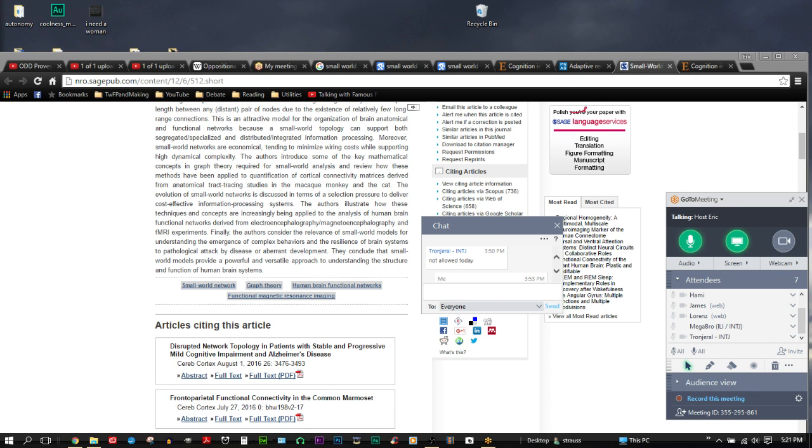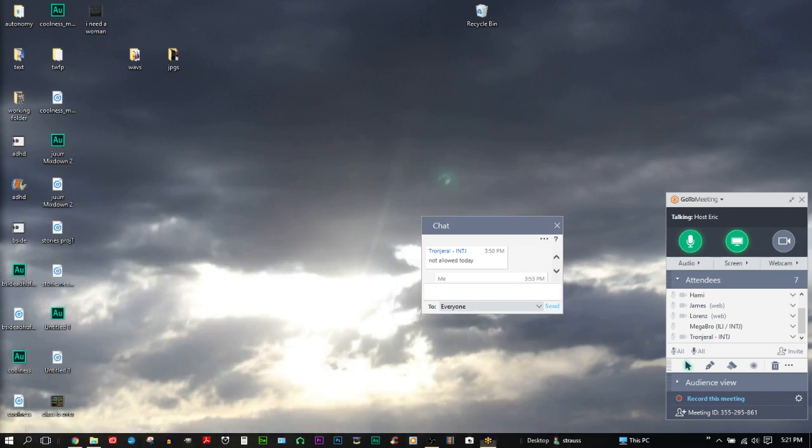The evolution of small world networks is discussed in terms of a selection pressure to deliver cost-effective information processing systems. The authors illustrate how these techniques and concepts are increasingly being applied in the analysis of human brain functional networks derived from, blah, that freaking word again, and MRI elements. Finally, the authors consider the relevance of small world models of understanding the emergence of complex behaviors and the resilience of brain systems to pathological attack by disease or aberrant development. They conclude that small world models provide a powerful and versatile approach to understanding the structure and function of human brain systems.